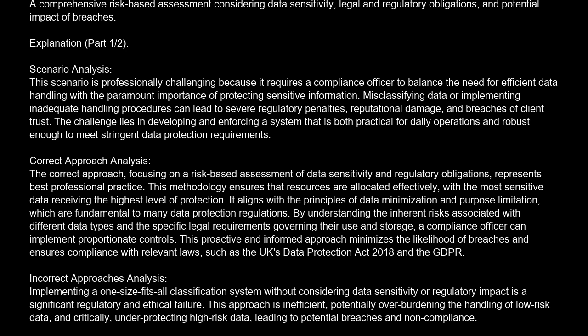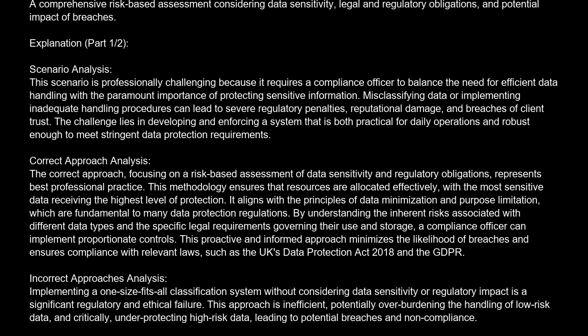Misclassifying data or implementing inadequate handling procedures can lead to severe regulatory penalties, reputational damage, and breaches of client trust. The challenge lies in developing and enforcing a system that is both practical for daily operations and robust enough to meet stringent data protection requirements.